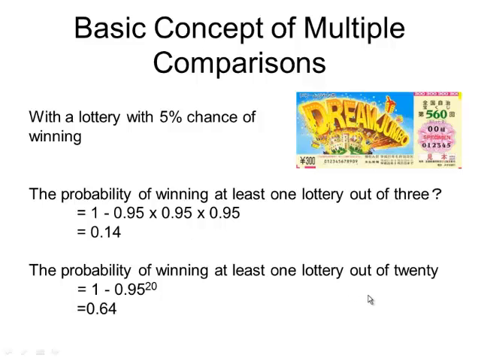Let's see what happens if you buy 20 lottery tickets. What is the chance you win with at least one ticket? It is 64%.